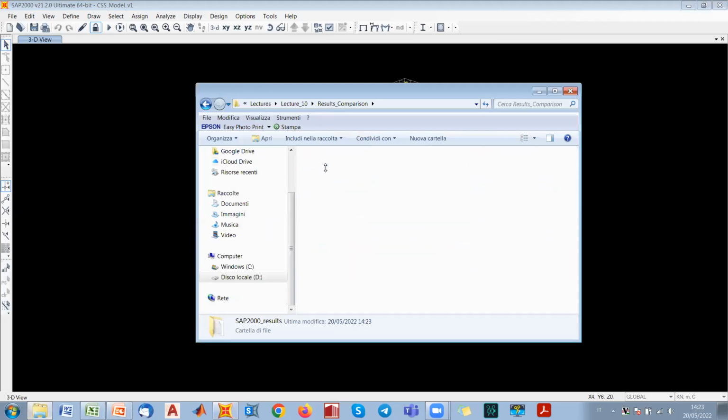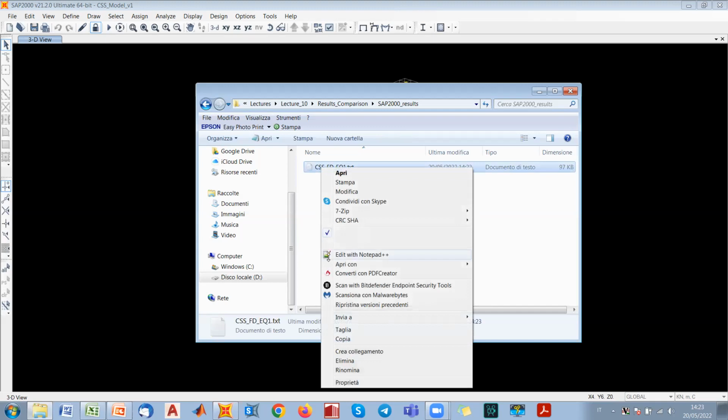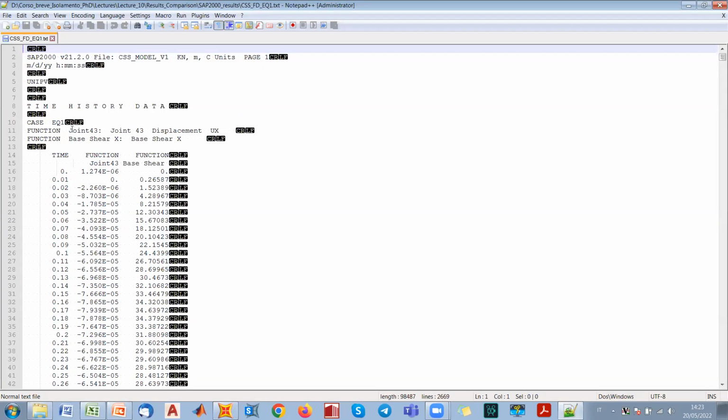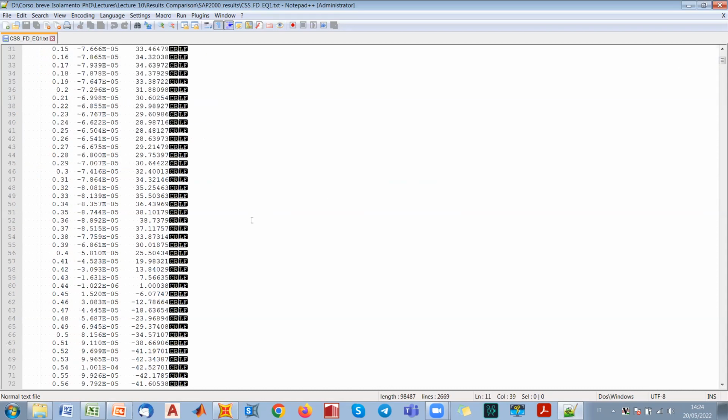If you go to this folder, okay, this is the file, and if you want to see the overall organization of the file, we have a number of header lines, and then we have the description of all the columns. So we have the time vector, the function in terms of joint 4-3, which is our reference point for the reinforced concrete plate. In terms of, you see, displacement UX, so the horizontal displacement along the X direction, and then the base shear along the X direction. Okay, and we have all the numerical values. They are according to our units, which are summarized here. There is also the software version and so on, and we have all the points.